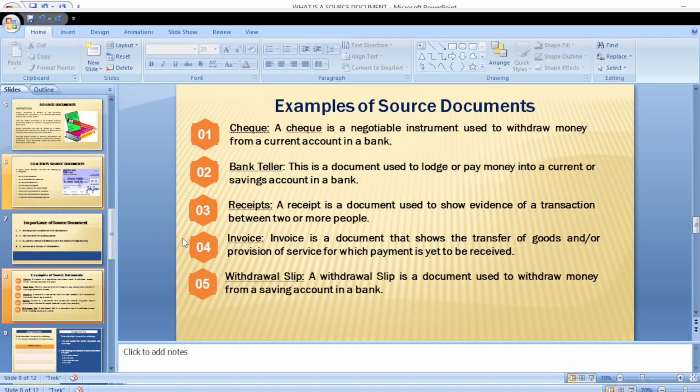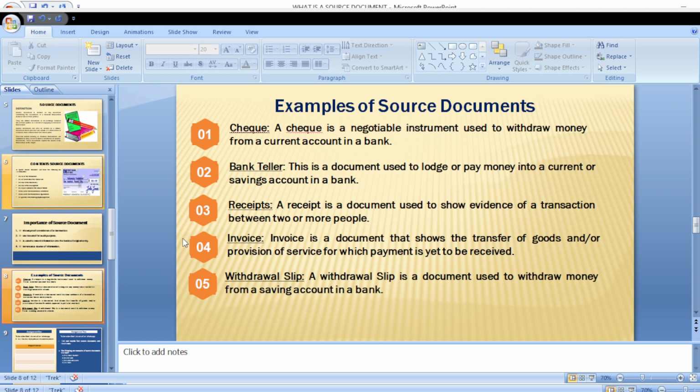The next one is the bank teller. Now, the bank teller is a document that is given to a customer in order for the customer to be able to pay money into his account. It could be a savings account, it could also be a current account, depending on the type of account he wants to pay into. But the bank teller is usually situated in the banking hall, and it is used by a customer in order to pay money into his account.